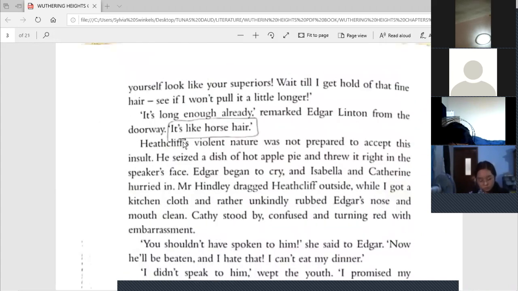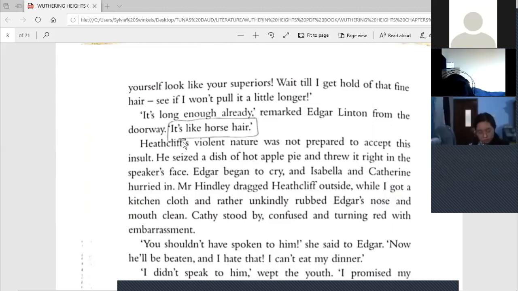yourself to look like your superiors? Wait till I get hold of that fine hair. See if I won't pull it a little longer." "It's long enough already," remarked Edgar Linton from the doorway.